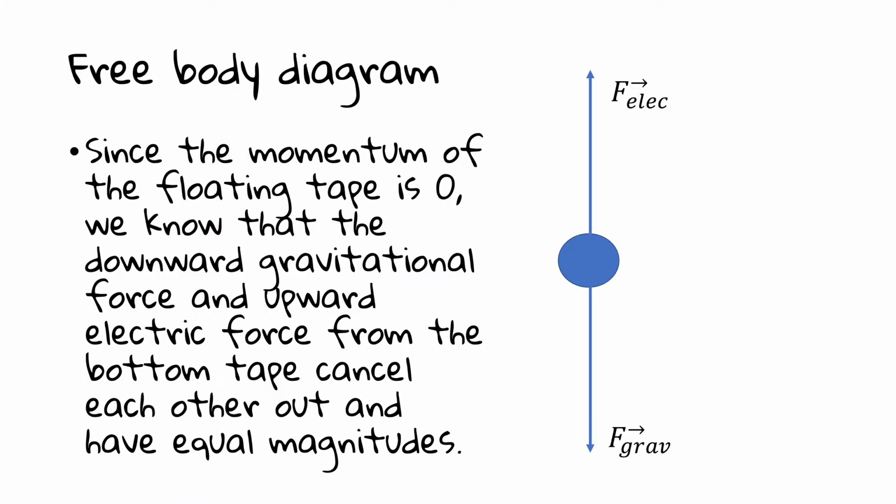So my free body diagram went along with Newton's first and second law, like I was describing earlier, so that because the top piece of tape was motionless, the electric force from the bottom piece of tape would have the same magnitude as the gravitational force downward, keeping it suspended motionless. So they would have the same magnitude in opposite directions.